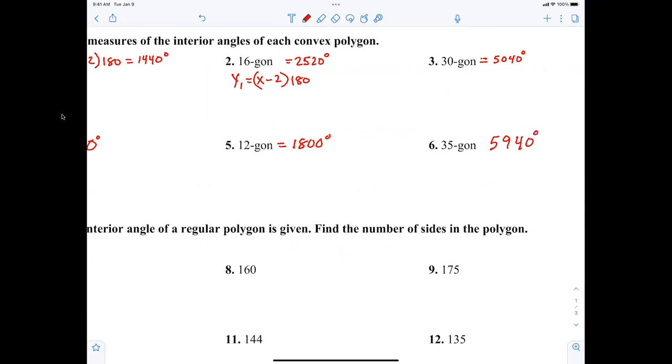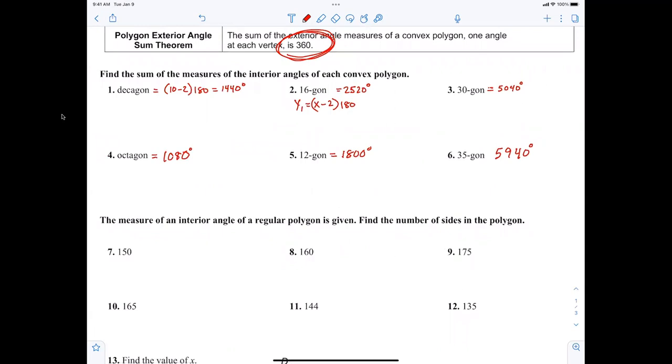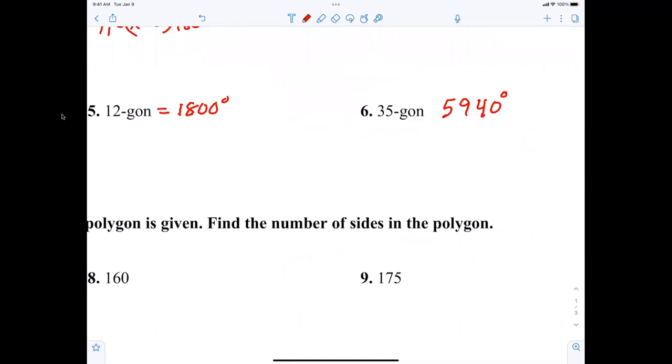All right, make sure you put the degree symbol up there, please. Okay, now just double check me though. I want everybody to go 35 minus 2 times 180, and make sure that's 5,940. Or 33 times 180. I'm just trying to make sure your brain is not just looking at your calculator, right? Is everybody happy with that? That's all there is to it. That's how many degrees there are in a 35-gon. 5,940 total degrees.